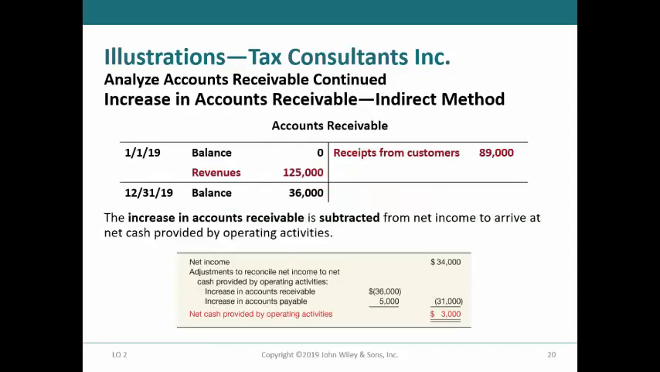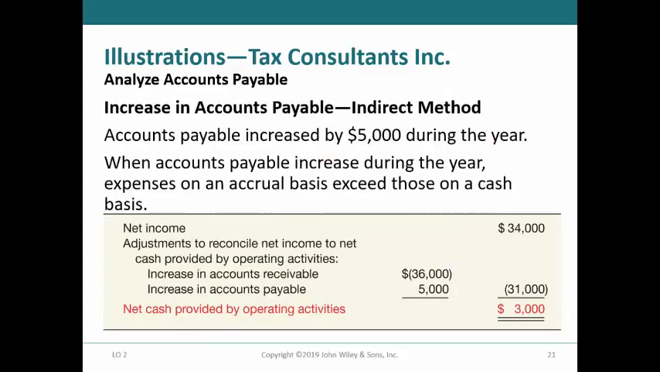This slide shows the reconciliation of net income of $34,000 to net cash provided by operating activities of $3,000. We subtracted the $36,000 increase in accounts receivable because those amounts have not yet been collected. We have also added $5,000 for the increase in accounts payable, which we will discuss in the next slide. The reason that we added the $5,000 increase in accounts payable is because we subtracted operating expenses of $85,000 on the income statement to arrive at the $34,000 in net income.